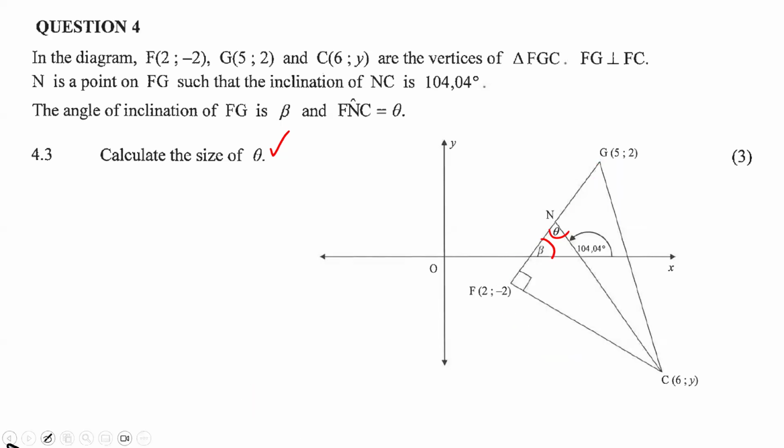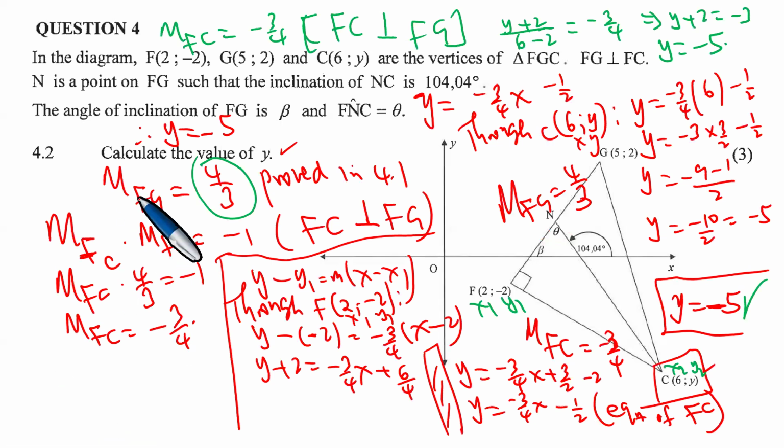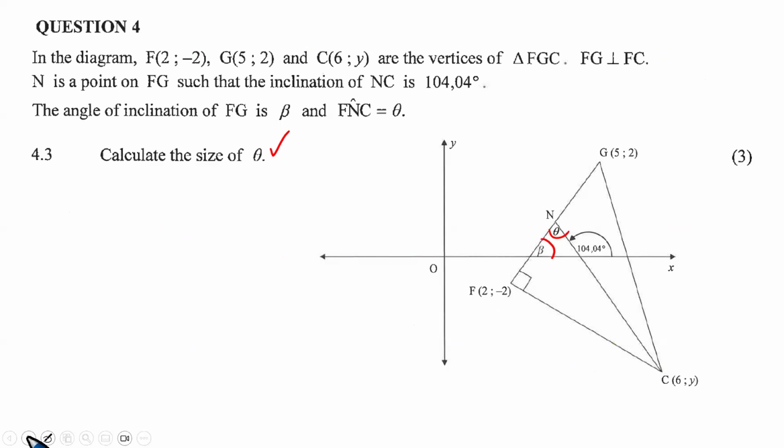Okay, what did we find the gradient of the line FG to be? We said the gradient of the line FG is 4/3. So we want to find the angle of inclination. Now, the gradient of the line FG is equal to 4/3. Okay. Now, if this is the line, the gradient of line FG is equal to 4/3.